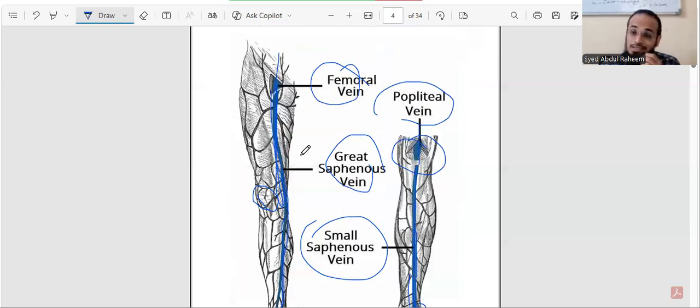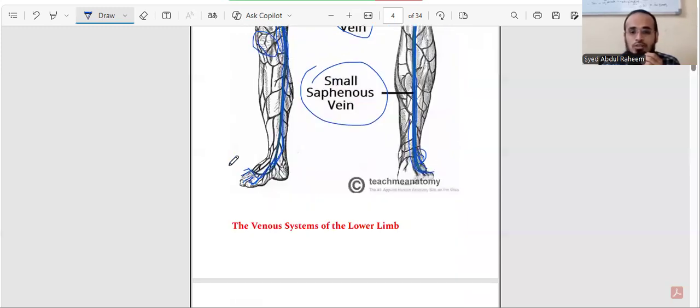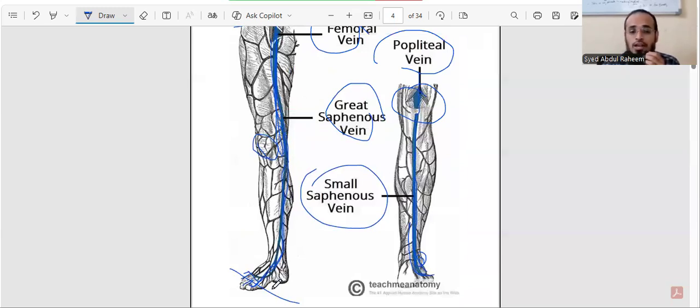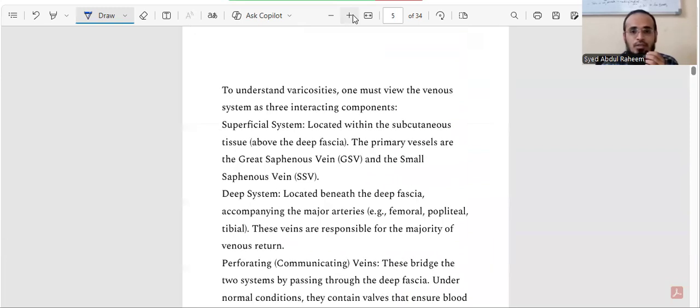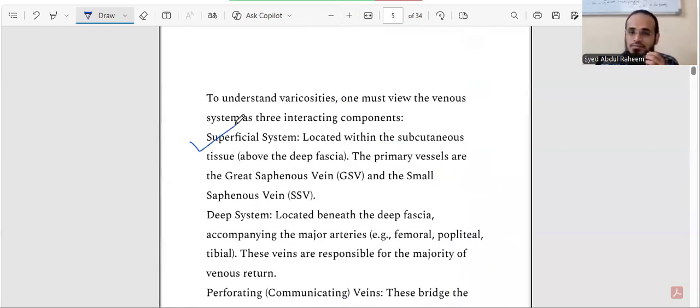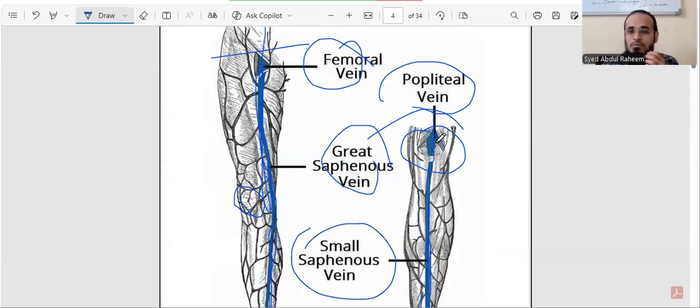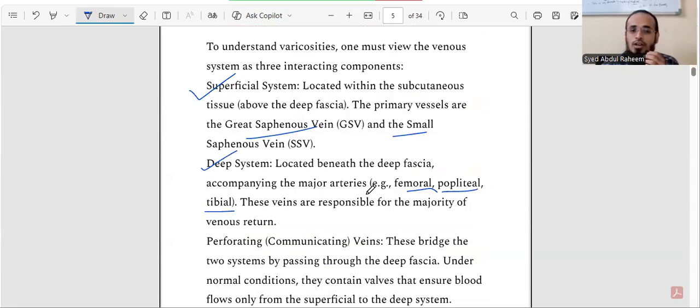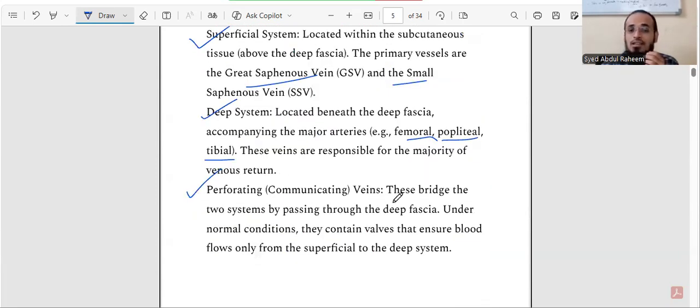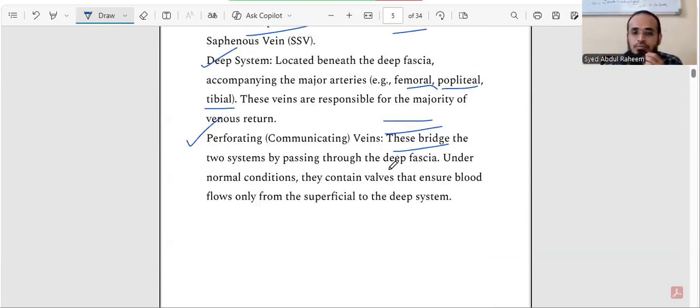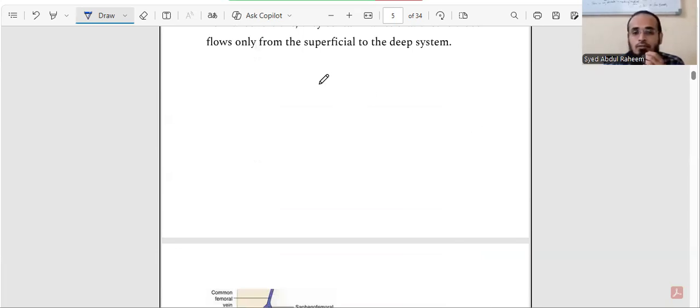So where will the problem occur? In these veins. It may be in the great saphenous vein, from the femoral vein, from the starting point to the ending point of the leg, or in the small saphenous vein. So we have the superficial system: great saphenous and small saphenous. The deep system has femoral, popliteal, and tibial veins. From the popliteal vein it becomes the tibial vein. And perforating veins are the bridges from the deep to the superficial veins. So what will happen in the veins? You have valves.